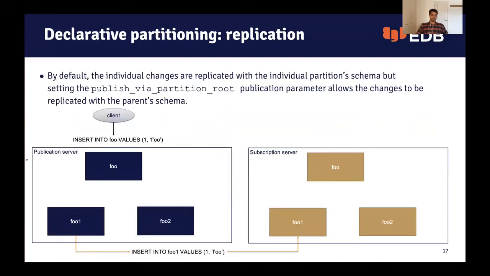So by default, this replication ships changes as if they were made directly to the partition. So the receiving side has to have the same partitions present. If you look at the diagram, you can see that the original insert issued by the client is on the parent table, but it's logged into the replication log as an insert on the partition, and the log gets replicated as is to the other side, and then it's inserted into the partition by the receiving side.